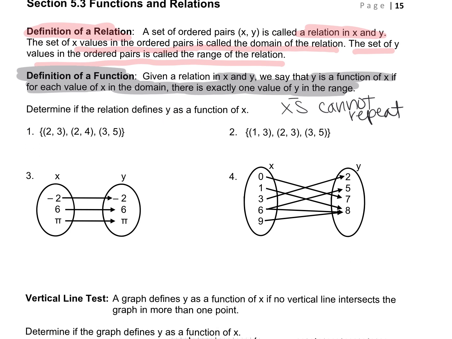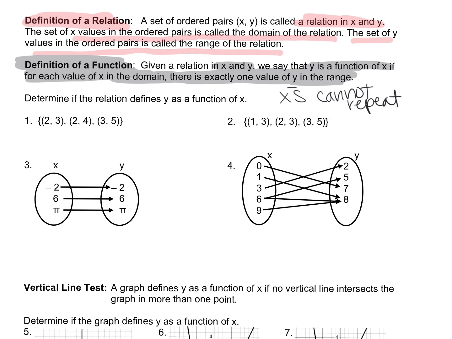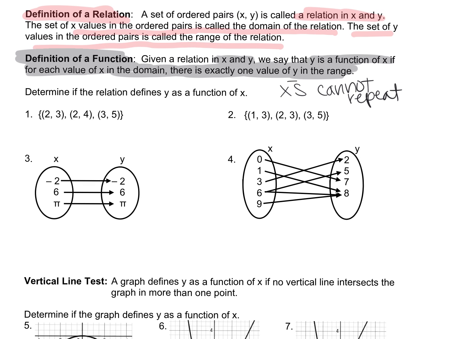And so there are many different ways we can see ordered pairs. We can see them on a graph. We can see them listed as ordered pairs. We can see what we call mapping. But I'm basically just looking at my x values. I want to make sure that they don't repeat. And so here on number 1, I have (2, 3) and (2, 4). My x's repeat. So it says determine if the relation defines a function.